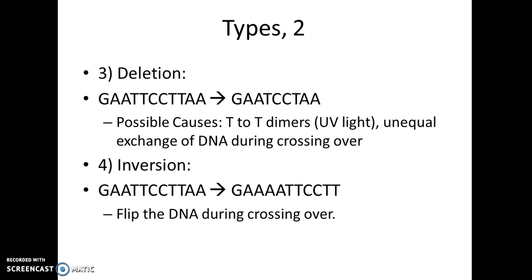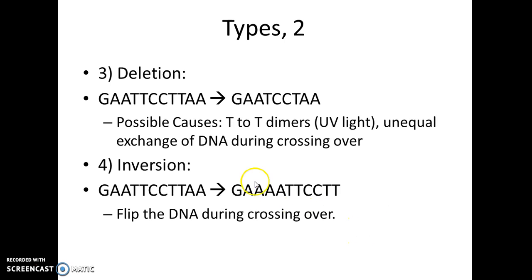A deletion is when we remove one or more DNA bases. So we have two T's here, we only have one T. We have two T's here, we only have one T. So that's possibly a thymine dimer caused by ultraviolet light. Hey, we just talked about that. So it looks like we've deleted T's from the DNA bases. It can also be caused by unequal exchange of DNA during crossing over. You think, what? Well, we'll get to that soon.